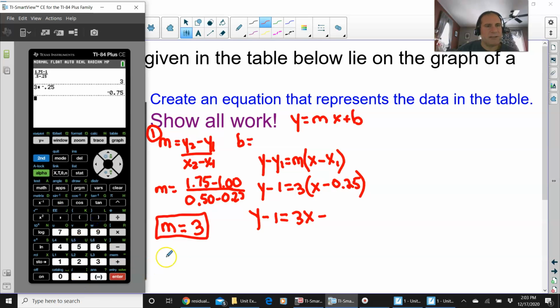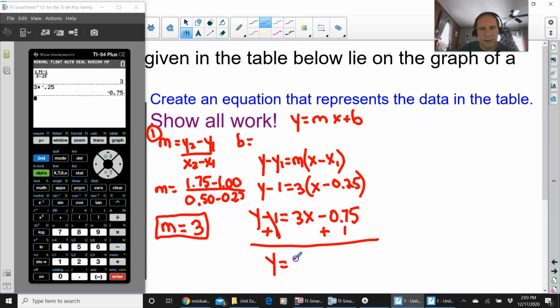So 3 times negative 0.25. Don't leave anything to chance. It is negative 0.75. Then you add 1 on both sides. y equals 3x, negative 0.75, plus 1. So you just have to press plus 1 because it's negative 0.75 plus 1, and enter. It is plus 0.25.